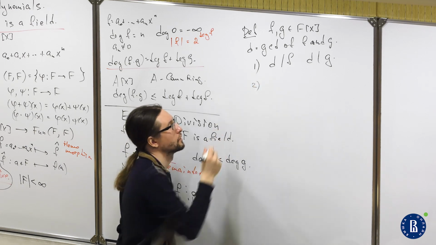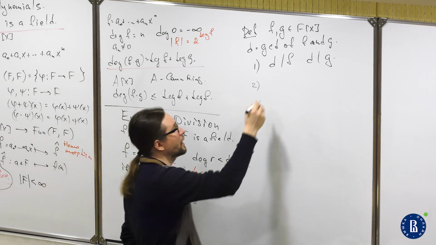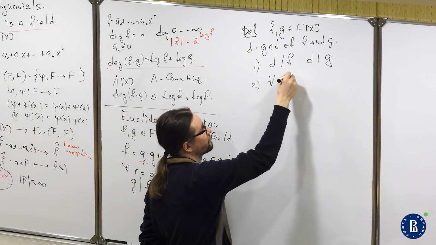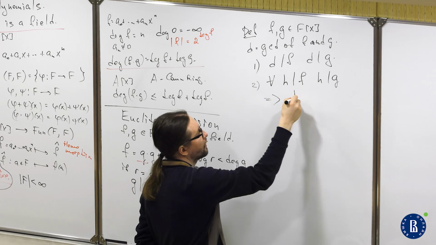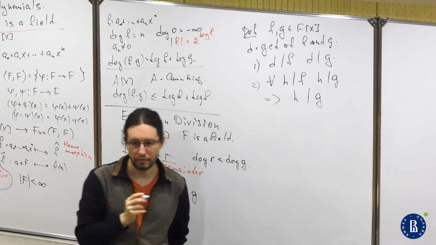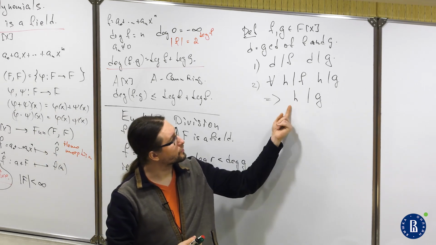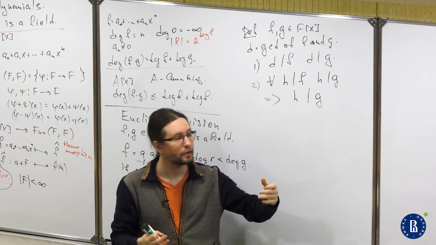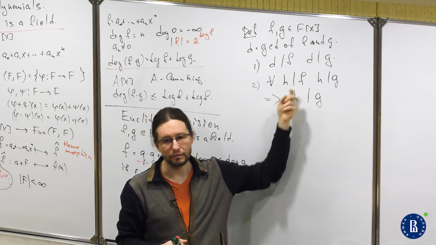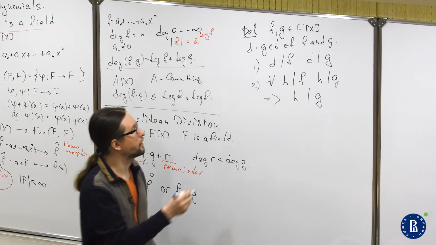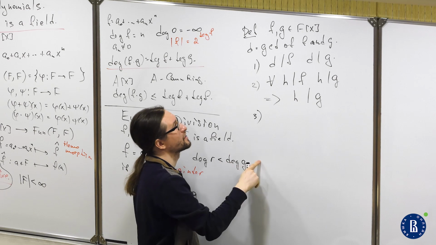Property number 2: it must be the greatest divisor in the following sense. If we have any other divisor H, it follows that H divides G. So the division defines an order. We say that G is larger than H if H divides G. This is how you should interpret this. And the third property: the leading coefficient of D must be 1.